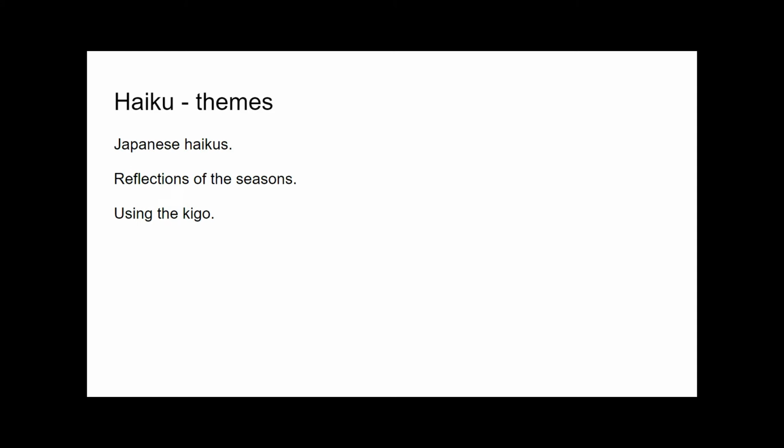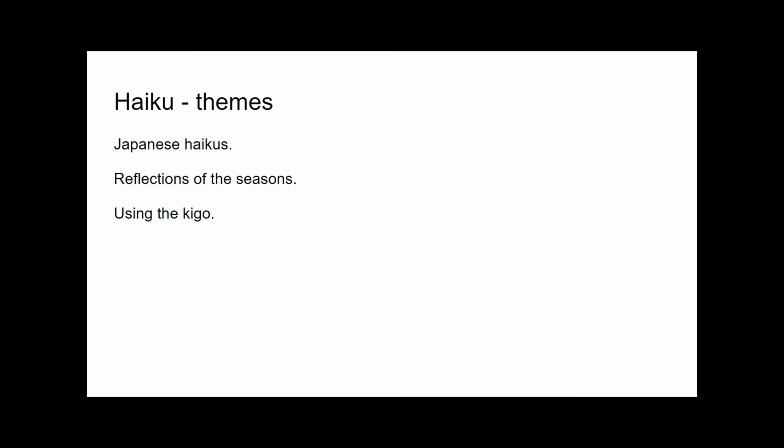Thematically, haikus are Japanese. They reflect the seasons and use what's called the kigo word. Here, I wrote you a haiku to summarize all of that. Japanese haikus, reflections of the seasons, using the kigo.